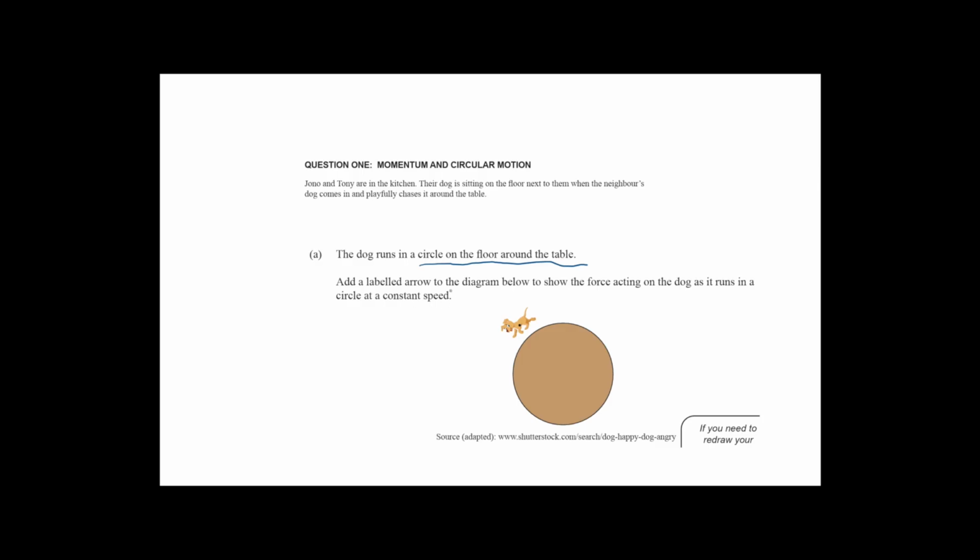Add a labelled arrow to the diagram to show the force acting on the dog as it runs in a circle at a constant speed. Well, there's a centripetal force, which is always towards the middle, the centre of the circle. I guess the dog is pushing that way as well, although you don't really need that one. But I think this is the one that they're after. They're after that force right there. So far, so good.